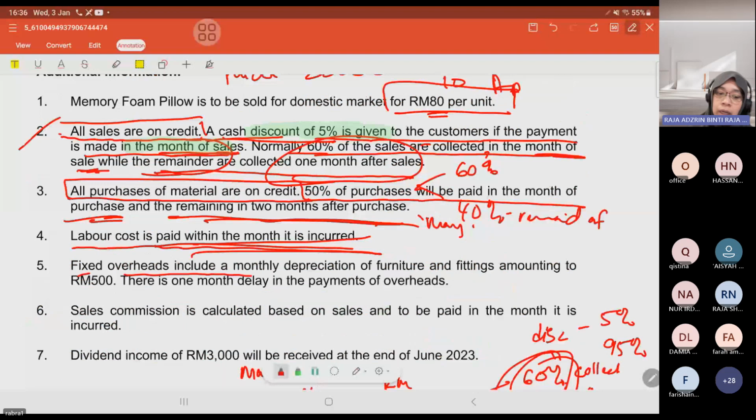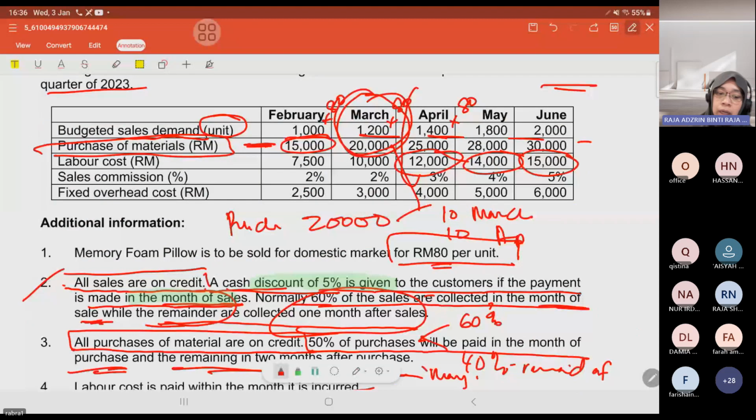Kemudian fixed overhead include a monthly depreciation. So kalau ada depreciation tadi, dia dah masuk dalam ni include. So berapa amount of depreciation tadi? 500. So what do you need to do? Kena tolak lah daripada fixed overhead tadi. So kena tolak 500.